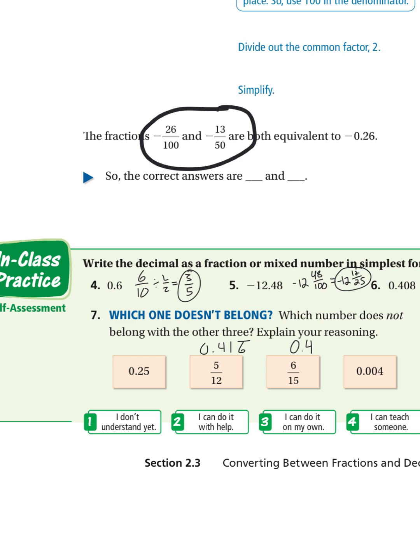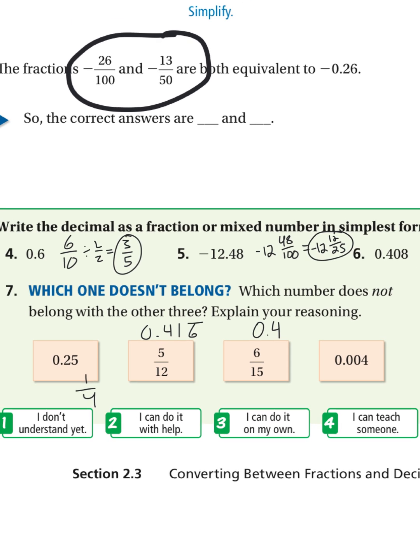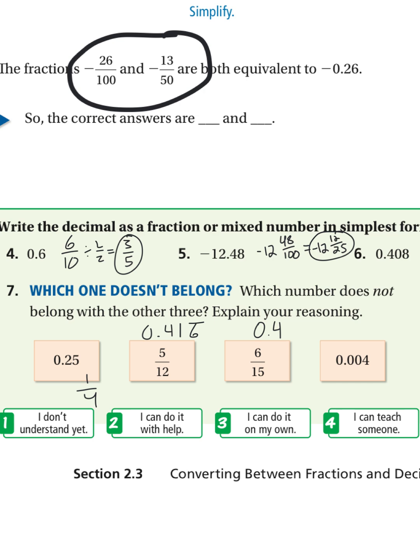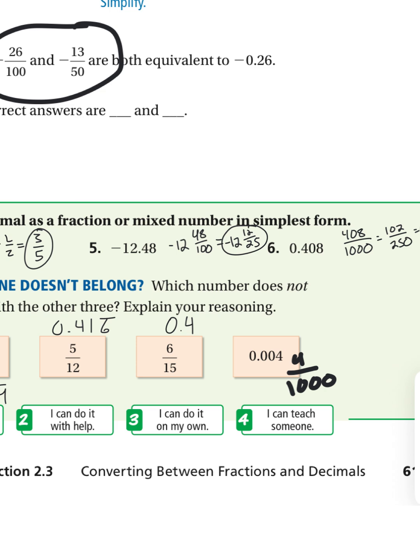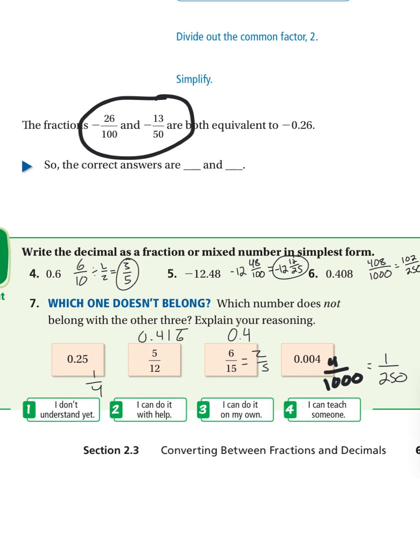Let's see what happens if we make them all fractions. 0.25 is 1/4. And then 0.004 is 4 thousandths, which simplifies to 1/250th. And then 6/15 simplifies to 2/5. So not really much we can do with the fractions. I would say the best answer is that the second one doesn't belong because it's the only repeating decimal. But there are multiple answers here. As long as you explain your reasoning, I think you're good.